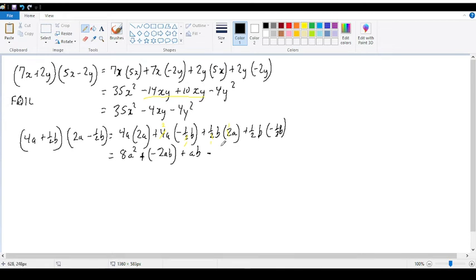Now we have positive times negative, that is going to give us negative. 1 times 1, that's 1. 2 times 2, that's 4. And b times b, b squared. Now if you notice, these two middle terms are alike. So I'm going to combine those two, and I end up with 8a squared minus ab minus 1/4 b squared. And that's our solution for that one there.